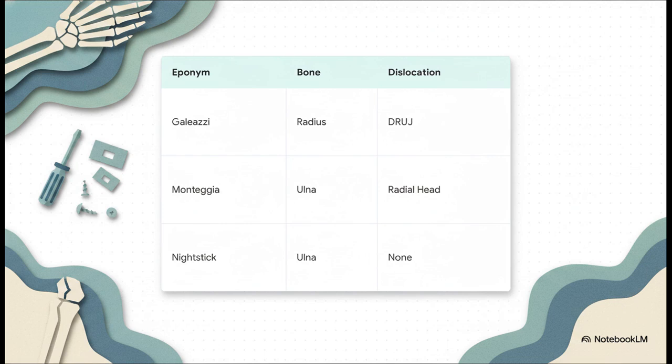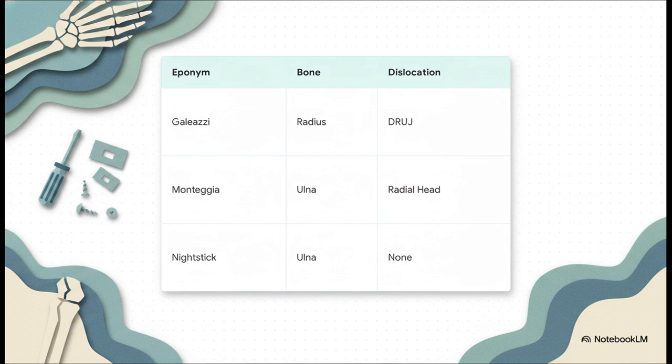A Galeazzi fracture is a very distinct injury that pairs a fracture of the radial diaphysis, usually right at the junction of the middle and distal thirds, with a dislocation of the distal radio-ulnar joint. This is famously known as a fracture of necessity. Why? Because the muscle forces acting on the forearm make closed reduction highly unstable, meaning it strictly requires open reduction and internal fixation to restore normal anatomy.